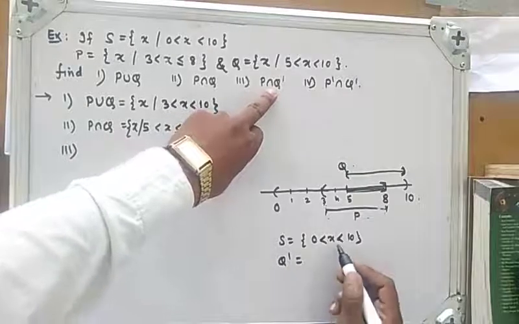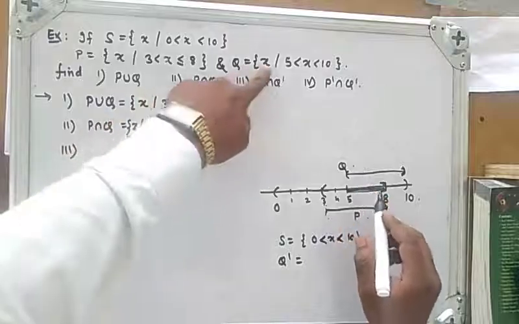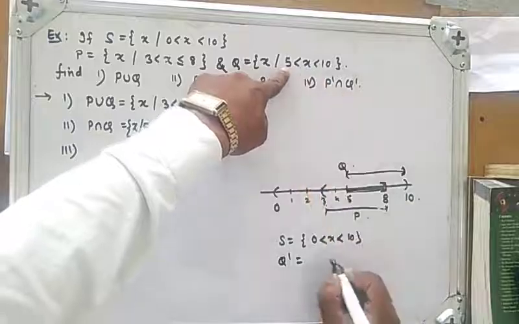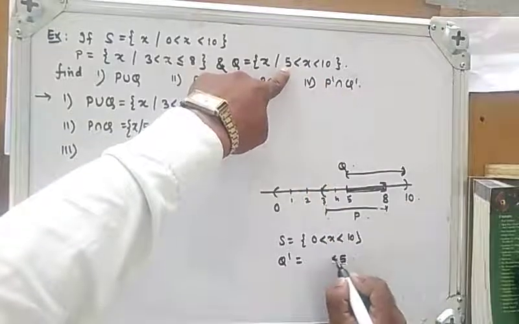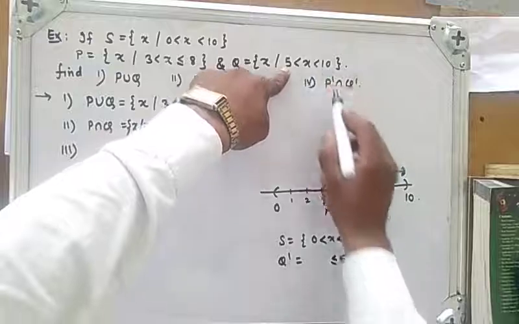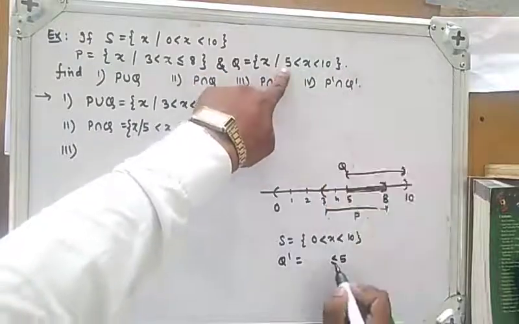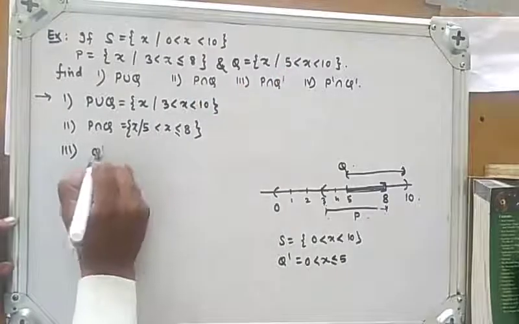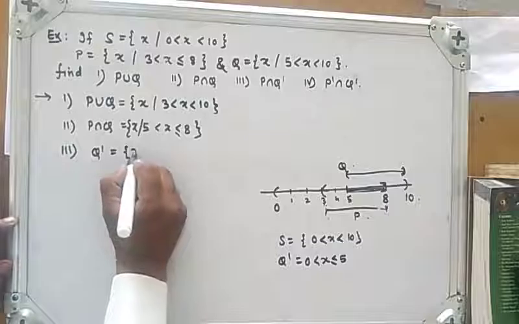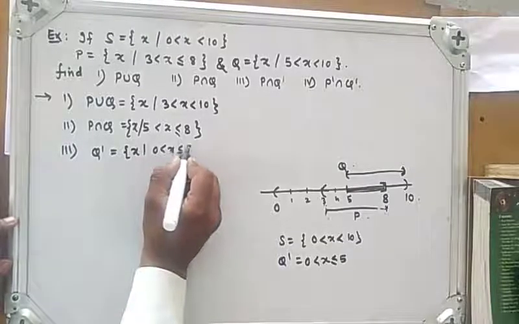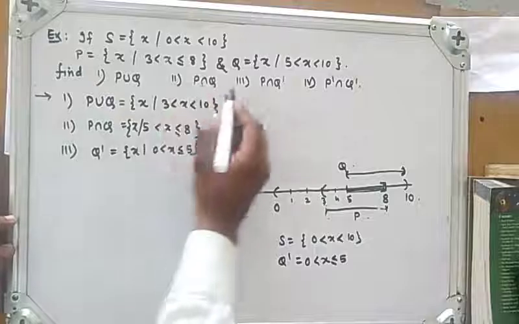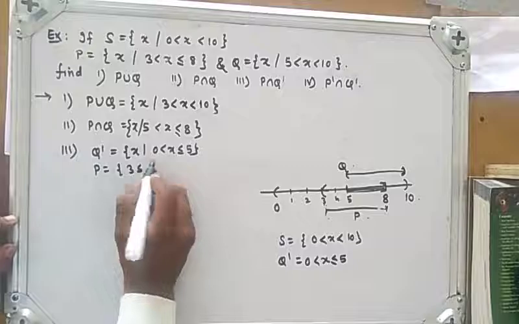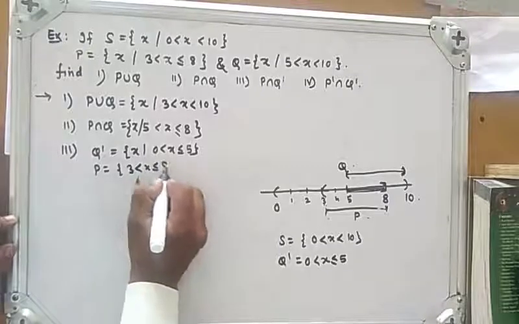Now Q complement. Q is given from 5 to 10. So the complement has element 5, which is less than or equal to, because 5 is not included in Q, so 0 less than X less than or equal to 5. This is the complement. So Q complement is X such that 0 less than X less than or equal to 5. And P is 3 less than X less than or equal to 8.